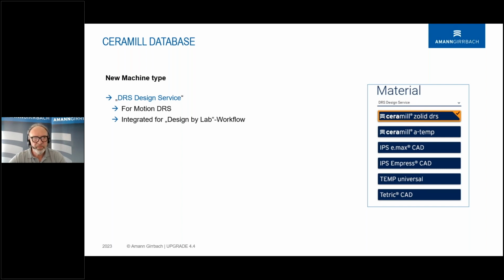A dentist makes a scan, but doesn't want to mill it himself, and maybe also not do the construction. So he sends the case to the lab, and the lab imports this case with AG Live and clicks DRS Design Service. Then the lab designs a crown or a little bridge and sends it back to the dentist. The dentist has a milling machine, the DRS motion, and can directly mill it and make it like a chairside construction. So the design by lab workflow is combined with the service of the lab to only design a crown and send the file back to be milled in the practice.